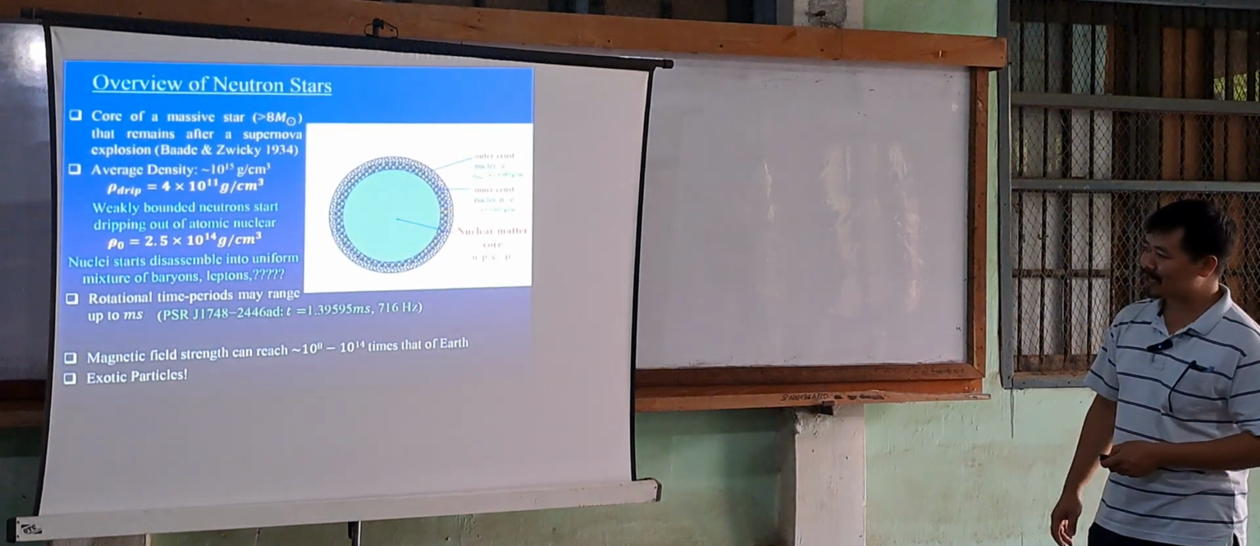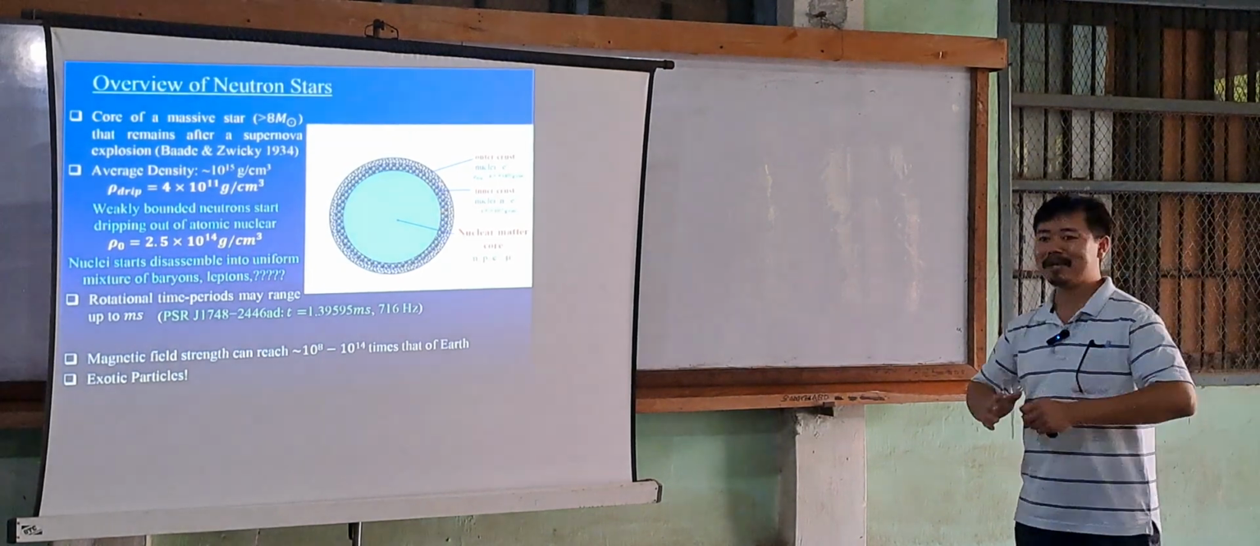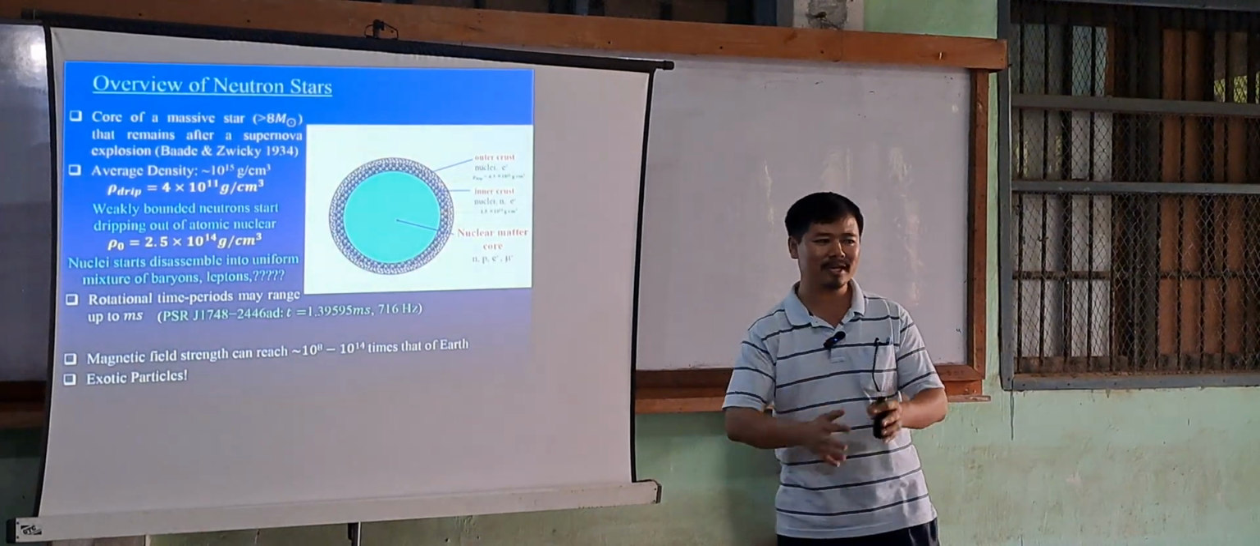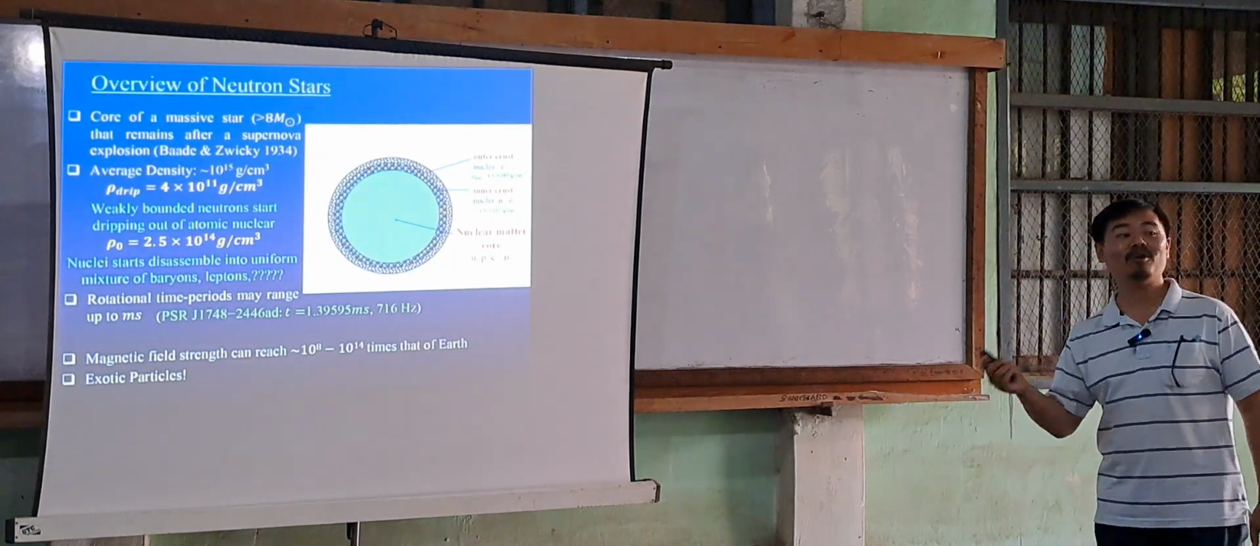Second one, this is what you call the saturation density. After this density, the entire particles inside the nucleus, which is proton and neutron, will be seen as a single object distributed all around the volume. So there will be no nucleus at all.